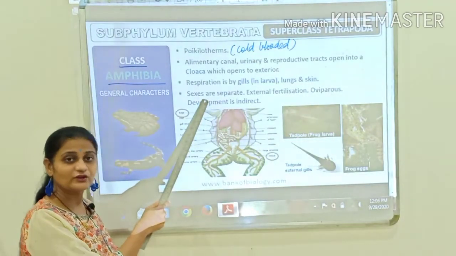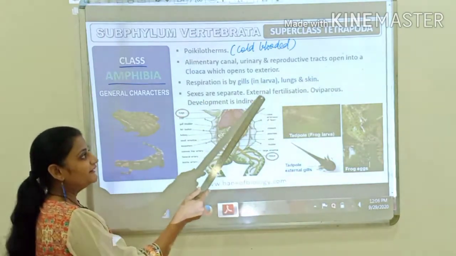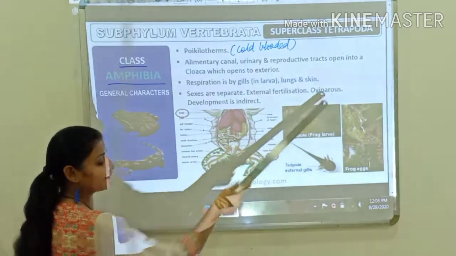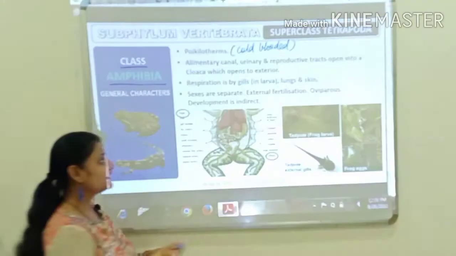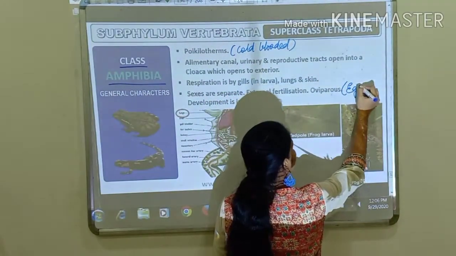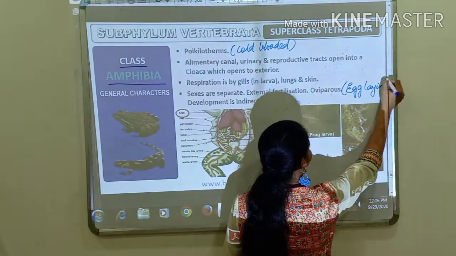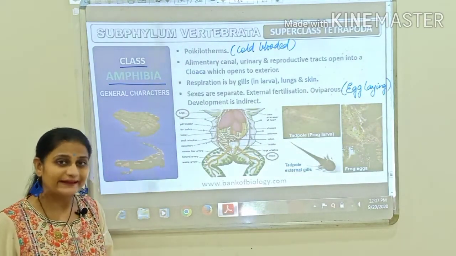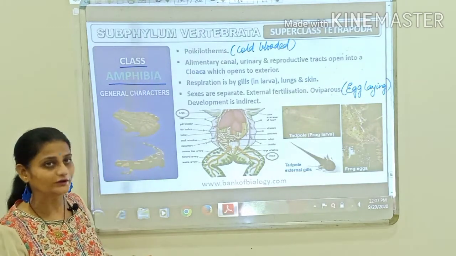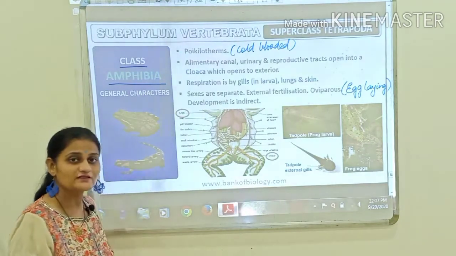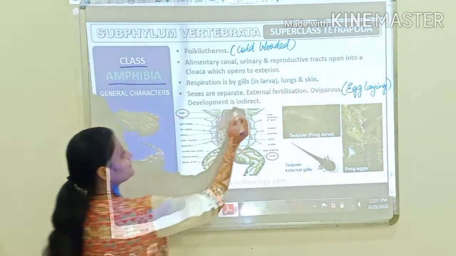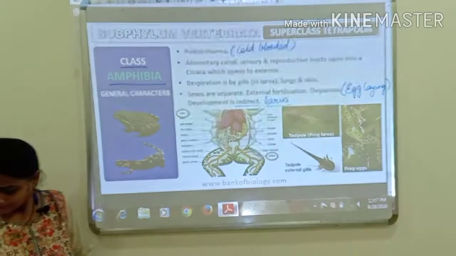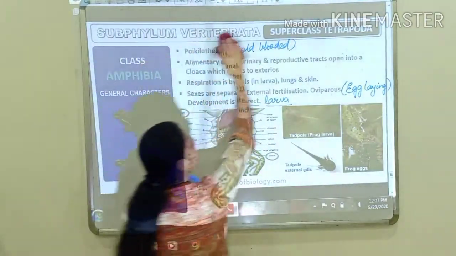Sexes are separate, that means they show sexual dimorphism. Fertilization is external, that is outside the body. And they are oviparous organisms. Oviparous organisms means they are the egg-laying organisms. That means they lay eggs, right? Do you remember the first feature? They need water for breeding, right? So they lay their eggs in the water, so they are oviparous organisms because they lay eggs. And development is indirect, where the larva is produced. I hope these features are clear to everyone.